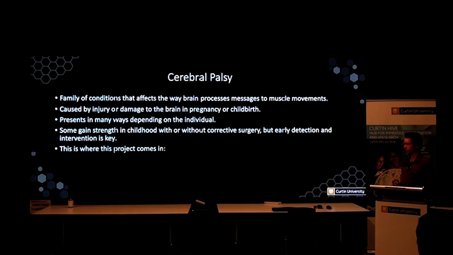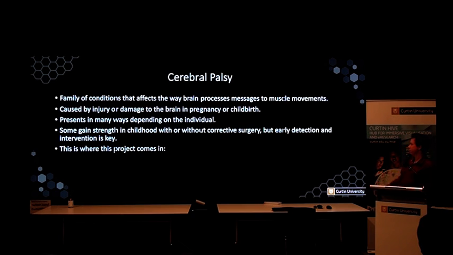So just a bit of background about cerebral palsy. It's a range of conditions that affect the way the brain processes messages to the muscle movements. It's not specific. There's 4 different types of cerebral palsy and 4 different ways it presents itself. It's caused by injury or damage to the brain in pregnancy or childbirth. The nature of the injury that's caused is not known. It presents in many ways depending on the individual, so each individual's different. Some will gain strength in childhood with or without corrective surgery, but early intervention's really important.